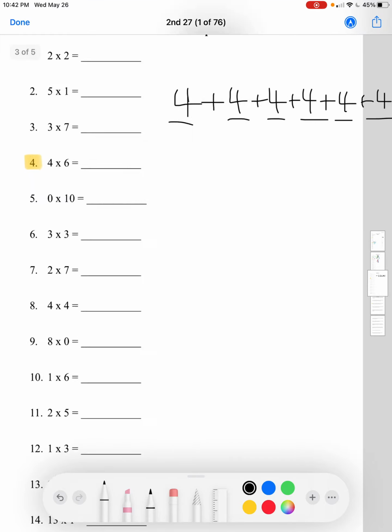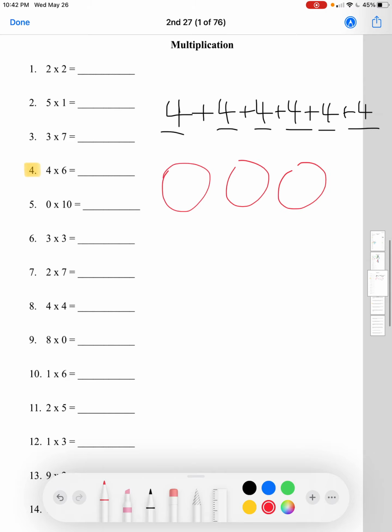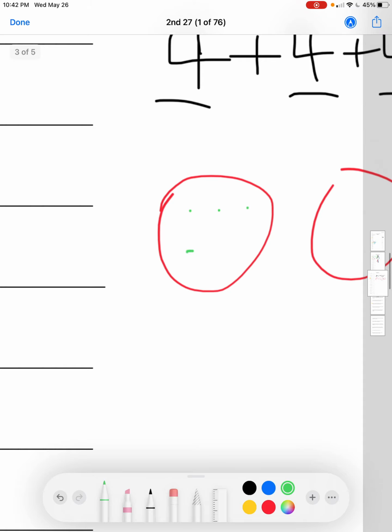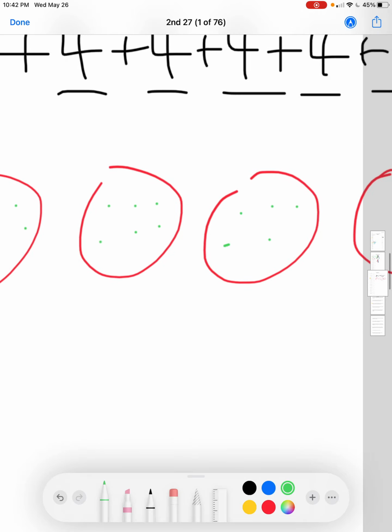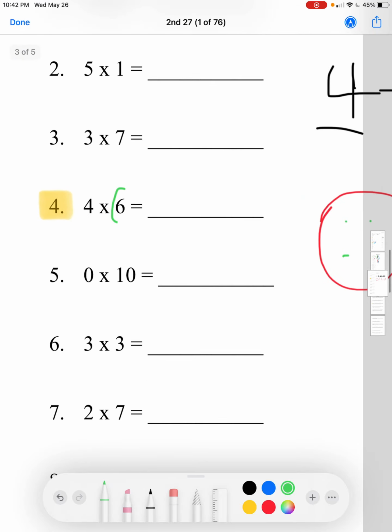Another way you could do it is to draw 4 groups. 1, 2, 3, 4, and draw 6 things inside of it. 1, 2, 3, 4, 5, 6. That's the 6. We have 6 things and we have 4 groups.